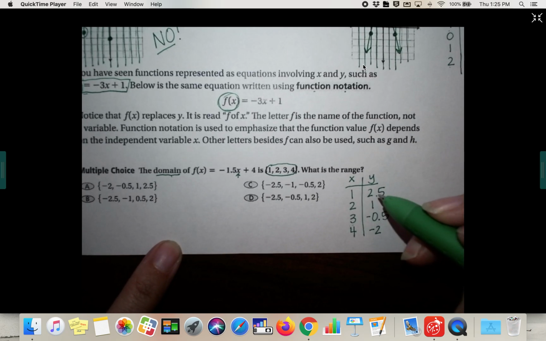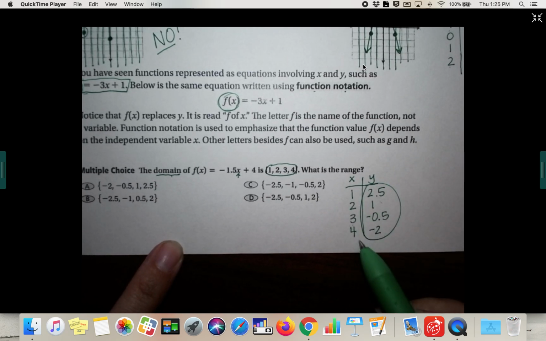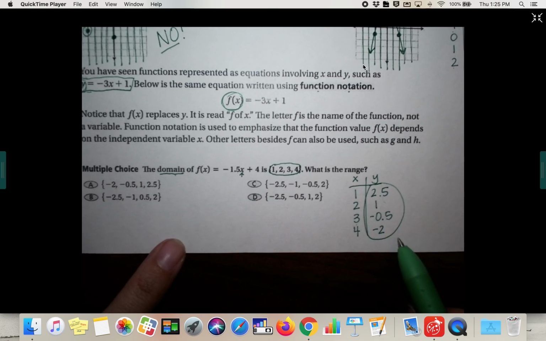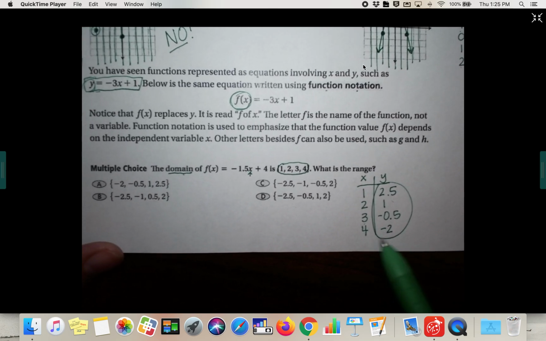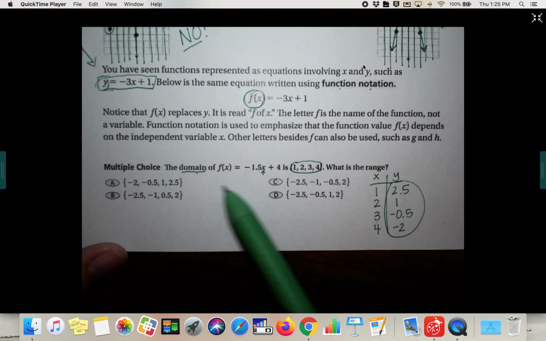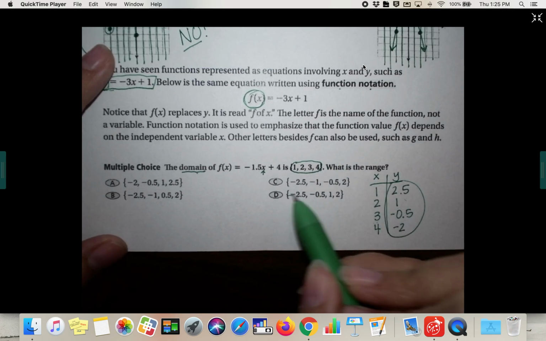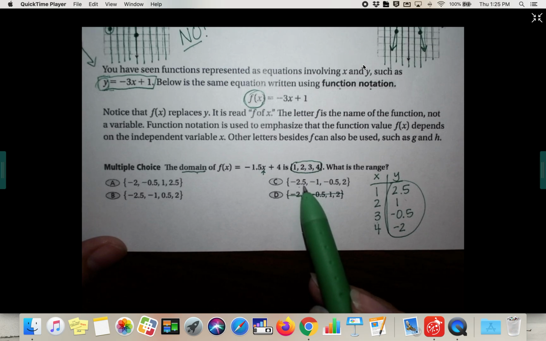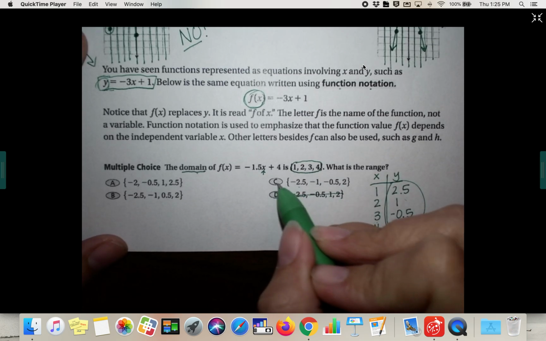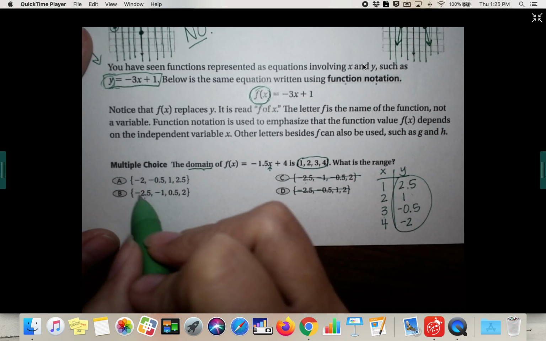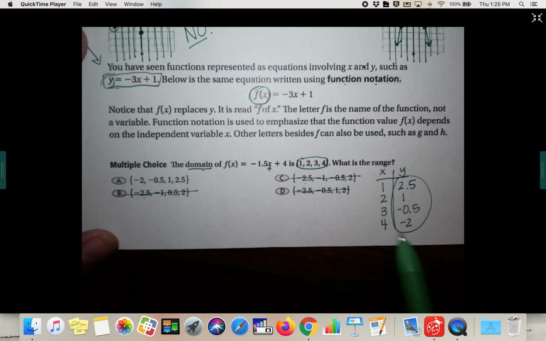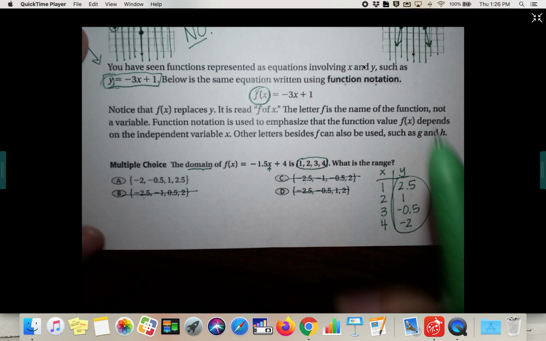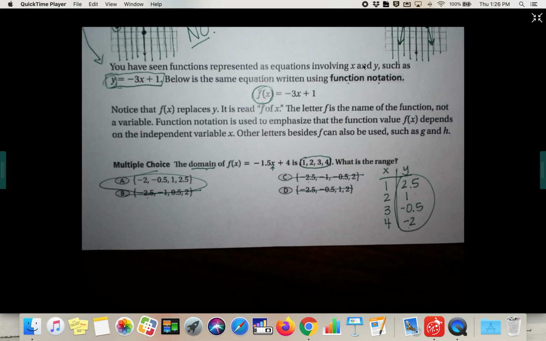So this is our range. The domain was 1, 2, 3, 4. The range is 2.5, 1, negative 0.5, and negative 2. Which of those? Well, it's not this, because that only gives us 3. This is negative 2.5, so that's not it. Negative 2.5 again. So negative 2, negative 0.5, 1, and 2.5. So it is A.